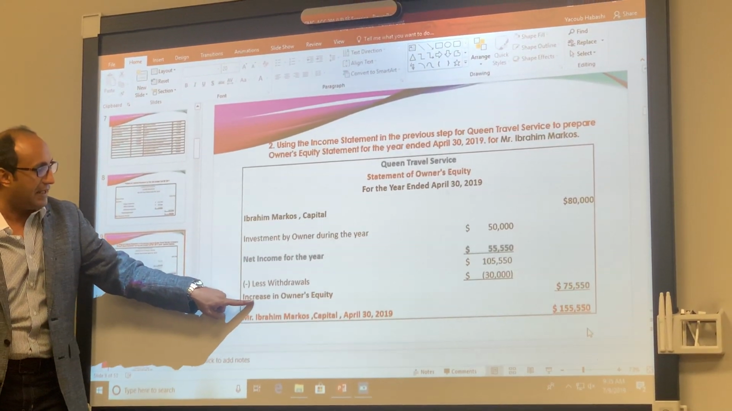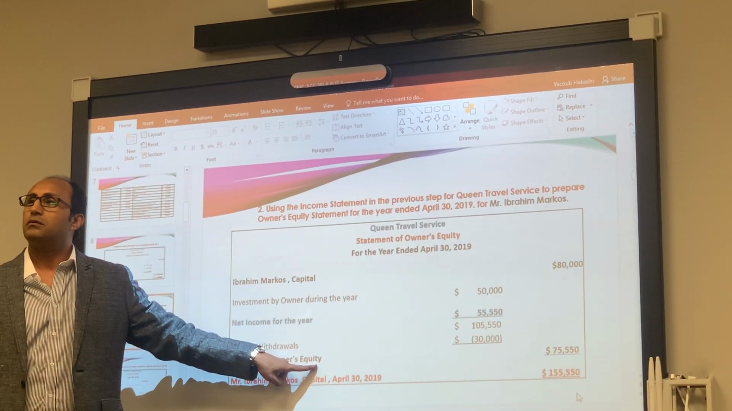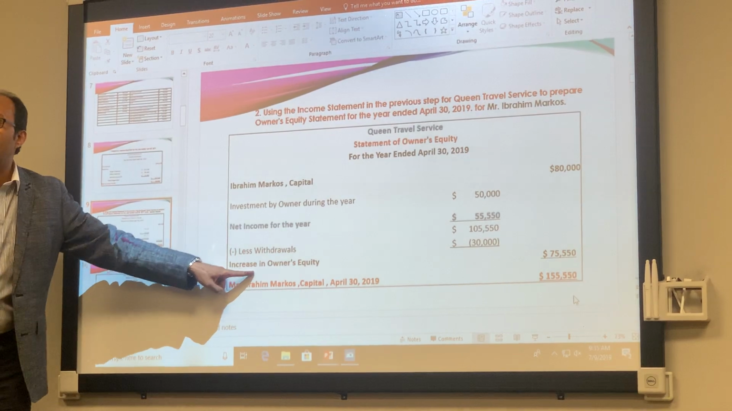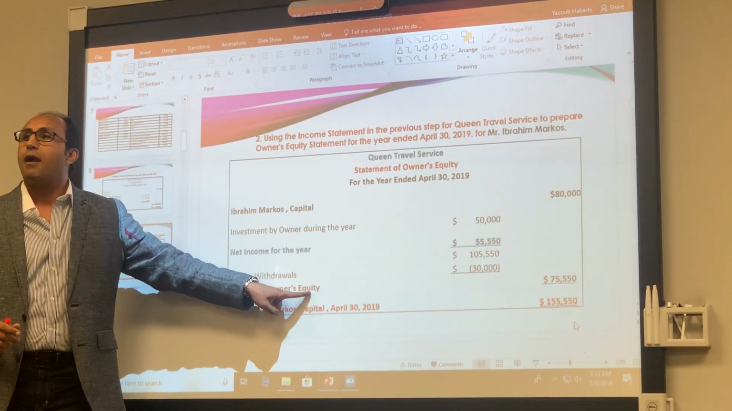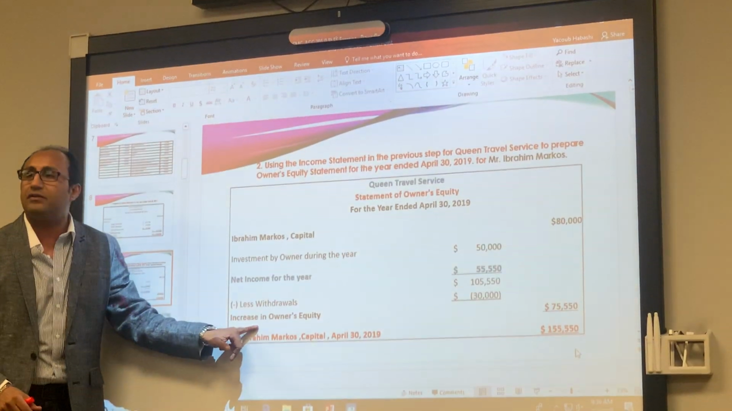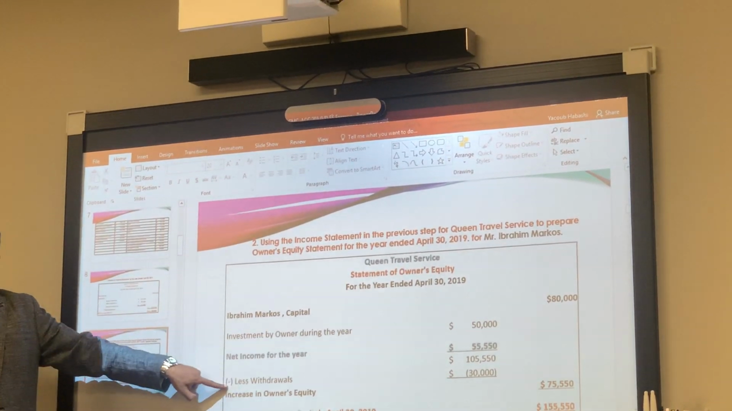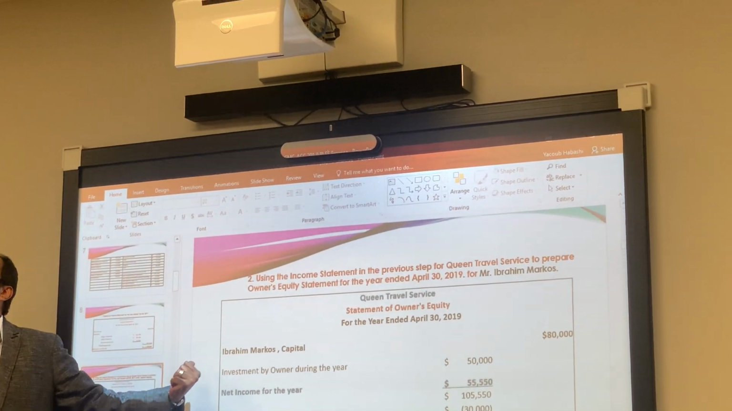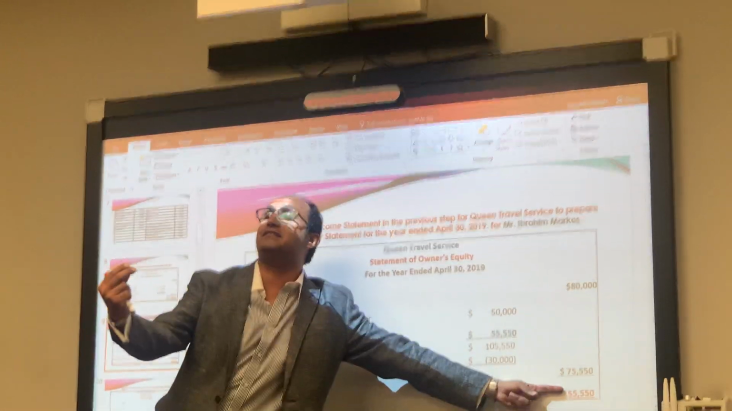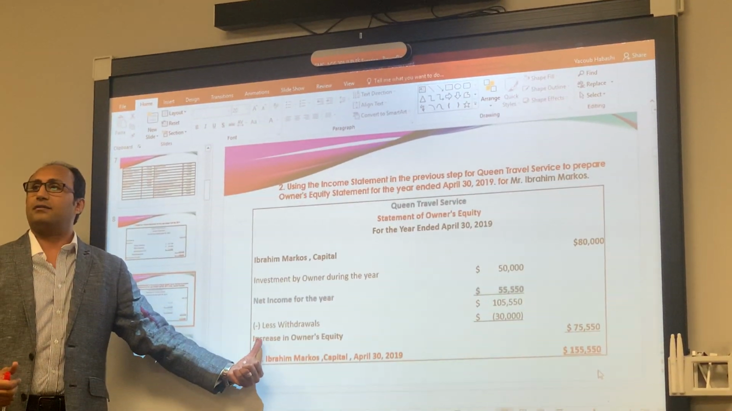See here, guys. Why do we write down increase in owner equity? Pay attention. Why do we put down here increase in owner equity? Because it's a positive number. If this number is negative, we will write down decrease in owner equity. But Mr. Ibrahim Marcos made a profit here, that's why his financial position is very good. So he has a positive number. If he has a negative number, we will make it negative here.